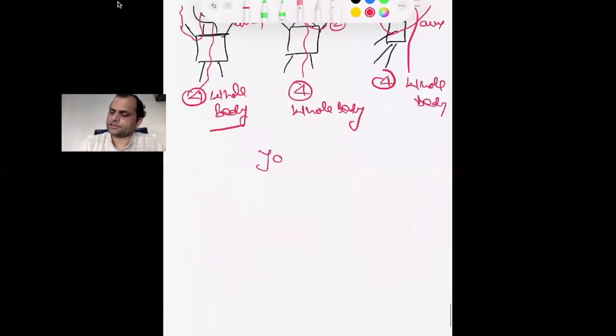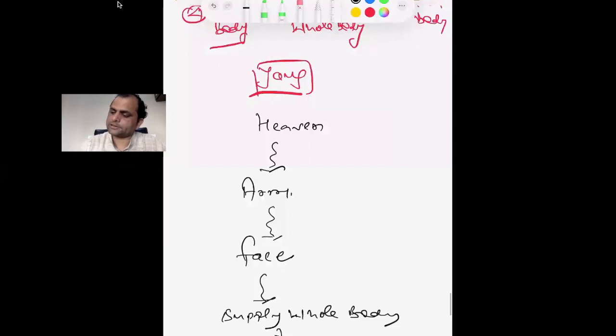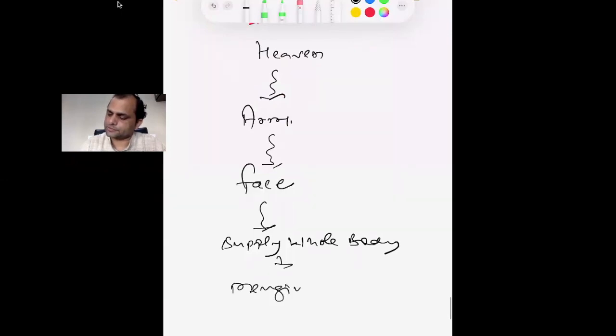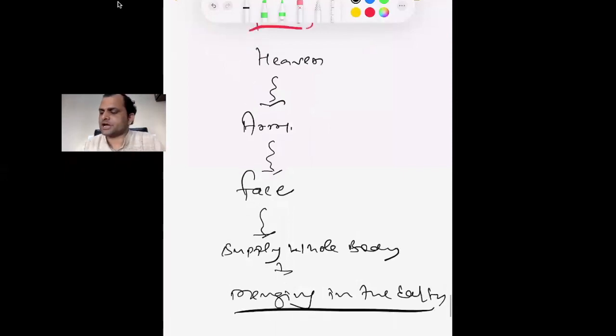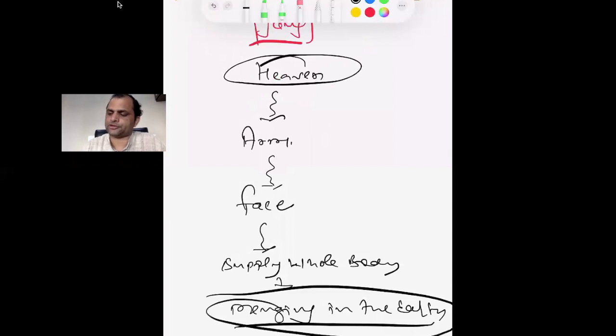So any yang energy first starts from the heaven, then enters the arms, then crosses the whole arm, reaching the face, and finally supplies the whole body and merges in the earth. So this is the root of yang energy. It always starts from the heaven and merges in the earth. So the first and last point is always fixed.